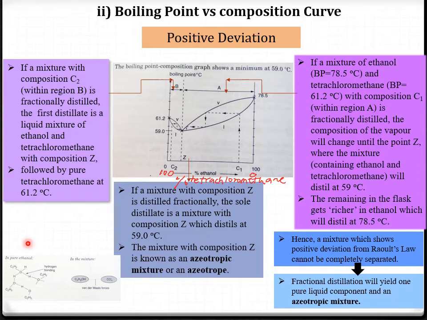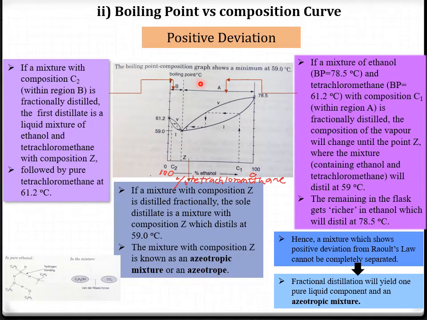One example of positive deviation is a mixture of ethanol, which has a boiling point of 78.5 degrees Celsius, and tetrachloromethane, which has a boiling point of 61.2 degrees Celsius. On mixing, the strong hydrogen bonds between the ethanol molecules in pure ethanol are replaced by the weaker van der Waals forces in the mixture.